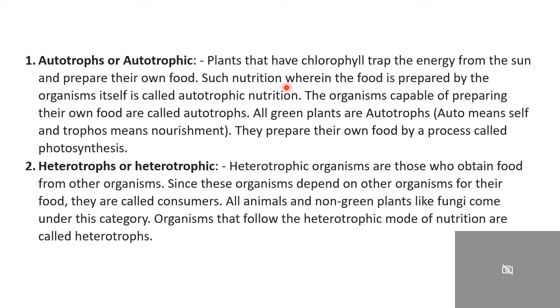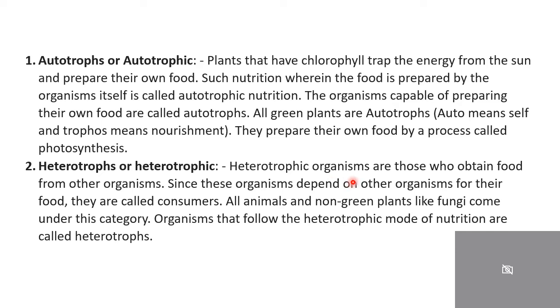Now, such nutrition wherein the food is prepared by the organism itself is called autotrophic nutrition. And the organisms which are capable of preparing their own food are called autotrophs. So all green plants are autotrophs as they can prepare their own food. What is the meaning of auto? Auto means self and tropos means nourishment. That is, preparing their own food by themselves and providing nourishment to them. They prepare their food by the process called photosynthesis. Now the second one is the heterotrophs or the heterotrophic nutrition.